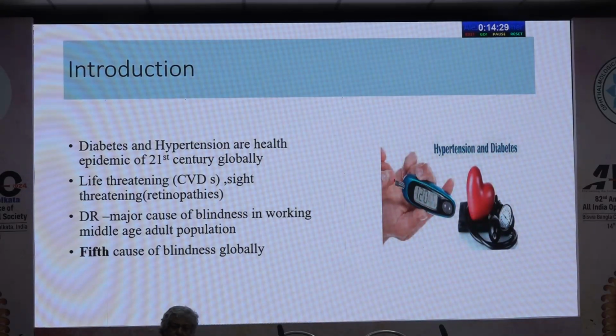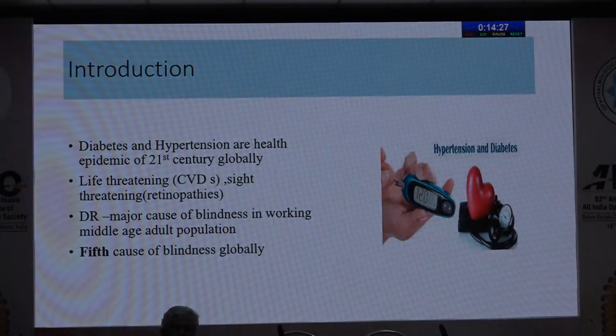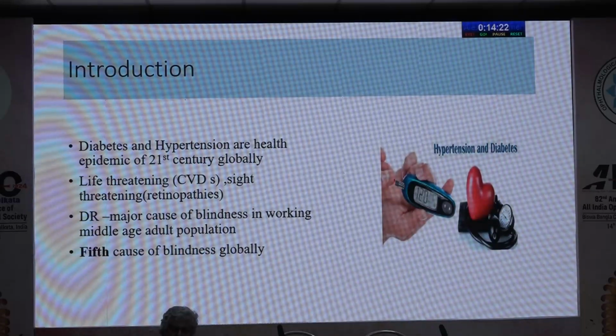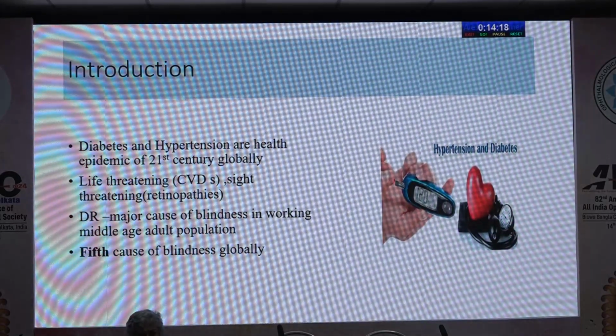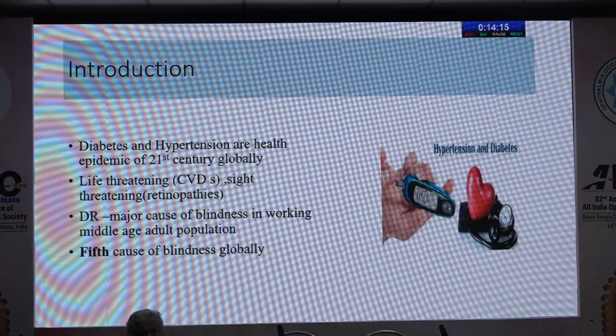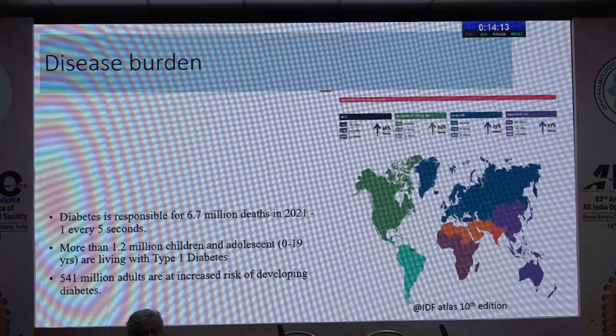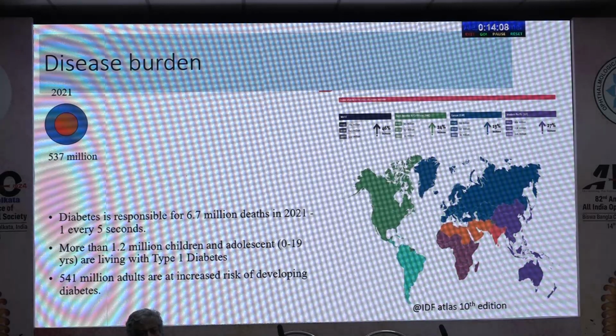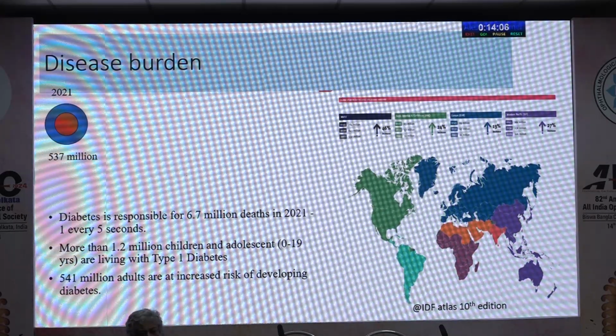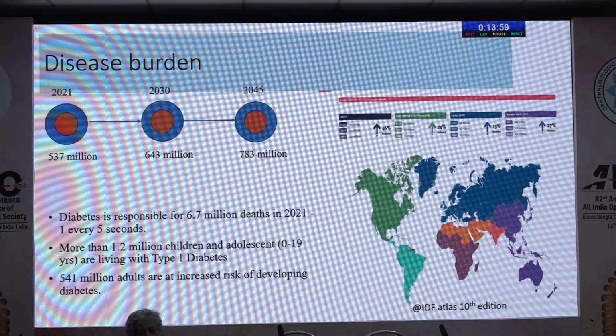So why are we bothered? Besides being life-threatening, they are sight-threatening also. These retinopathies can make a patient devoid of their sight. So DR, that is diabetic retinopathy, is a major cause of blindness in the working middle-aged population and is the 5th cause of blindness globally. So statistically, to overview this data, from 2021, when the prevalence was 537 million, it's estimated to rise to 643 million in 2030, and in 2045, it's going to rise up to 783 million.